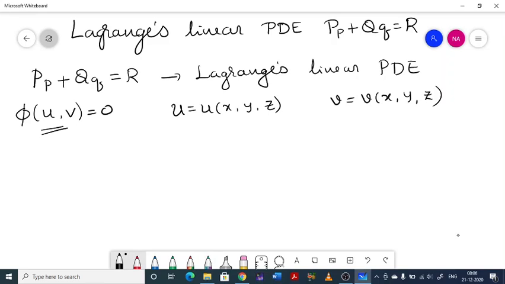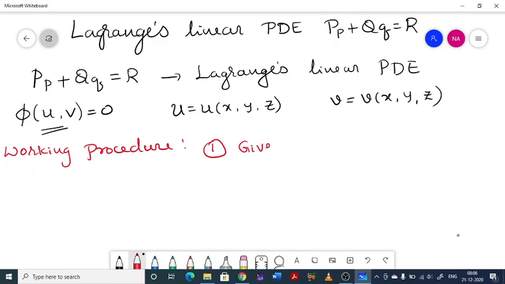The working procedure for this type of problems is as discussed here. Working procedure: you will be given a linear PDE, Lagrange's linear PDE. So the given equation will be generally of the form Pp plus Qq equal to R. You have to identify this capital P, capital Q and R in the given equation. First step is write the given linear PDE and identify capital P, capital Q and capital R.